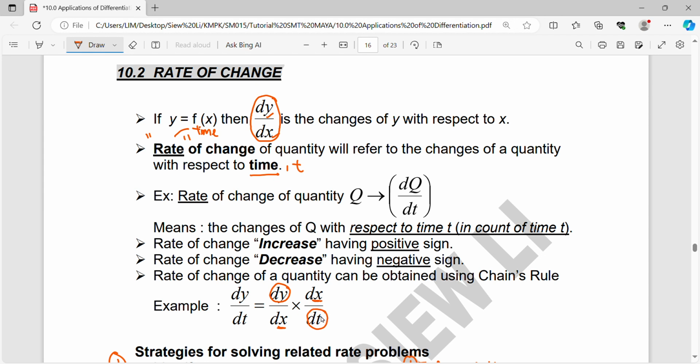Sometimes it will use more variables. Let's say dA/dB, then it can continue to dB/dC, and it can continue with dC/dt. So lastly, only with respect to t. So this is also our chain rule.